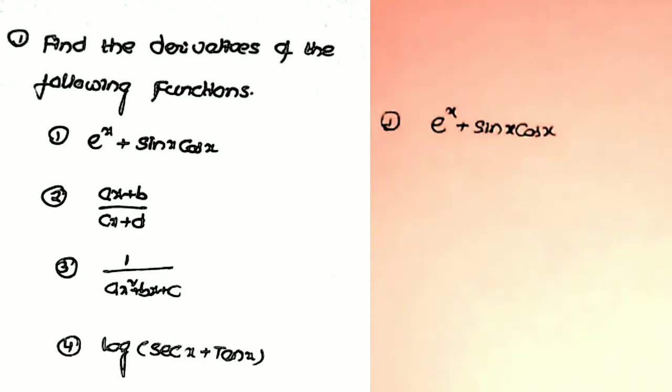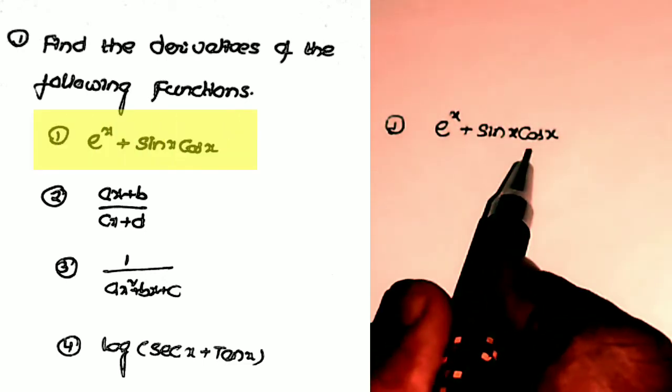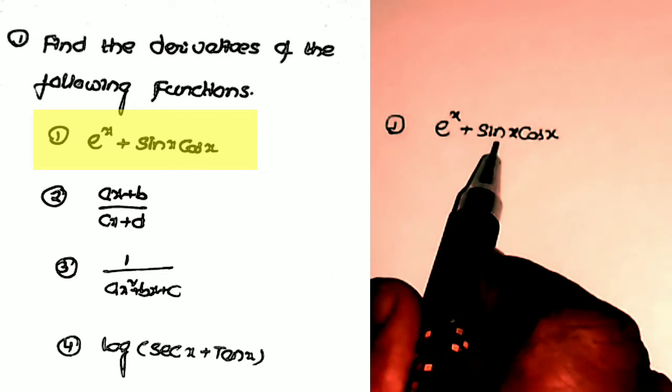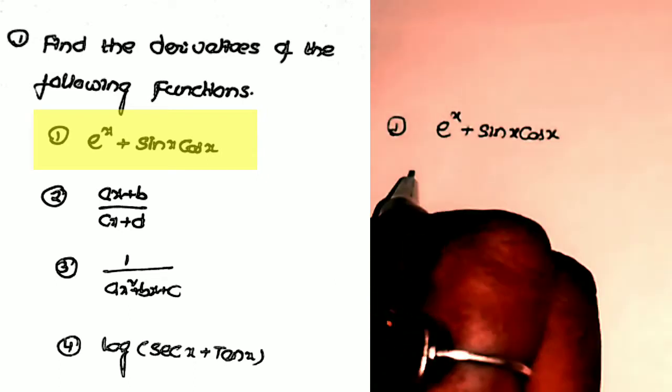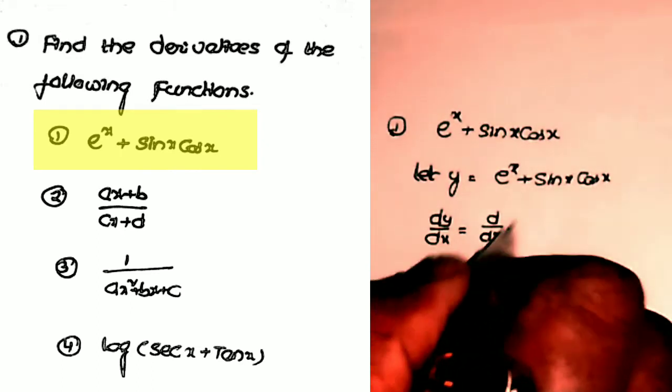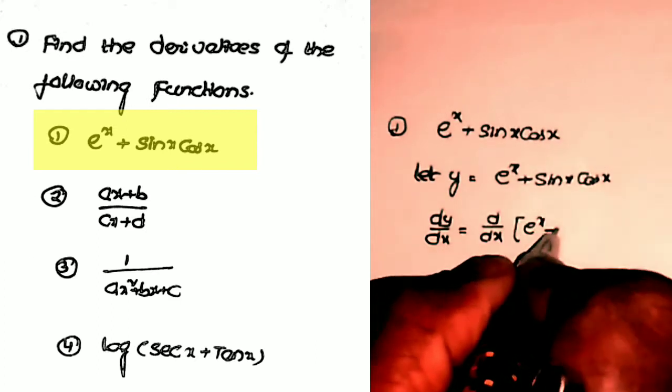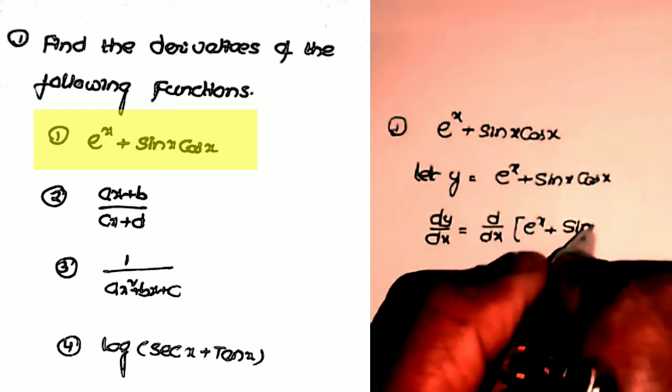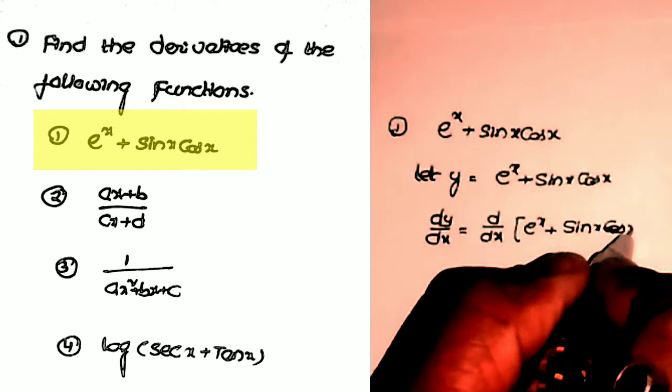So the first question, e power x plus sin x into cos x. This is the given function. We have to find the derivative. First I take this value equal to y. Y is equal to e power x plus sin x into cos x. Now find the derivative, that is dy by dx. Dy by dx is equal to d by dx of the given function. Applying d by dx on both sides, d by dx of e power x plus sin x into cos x.